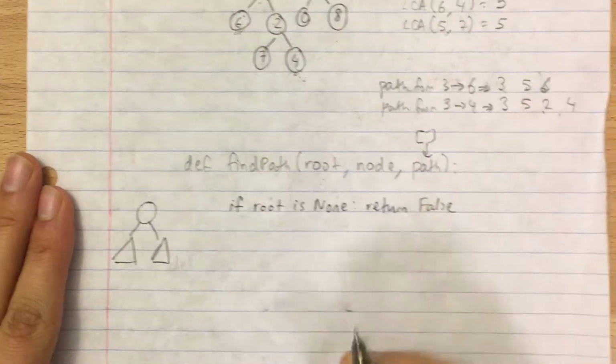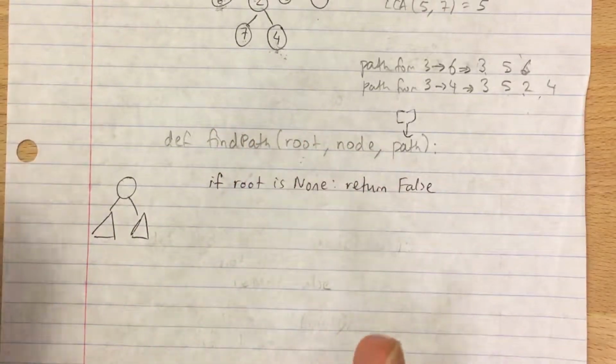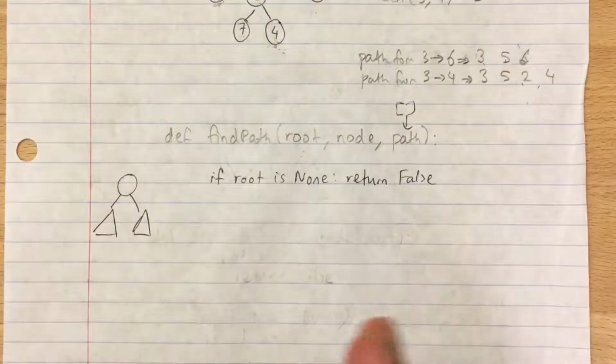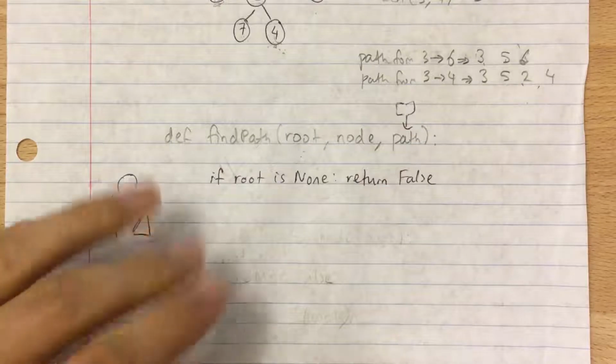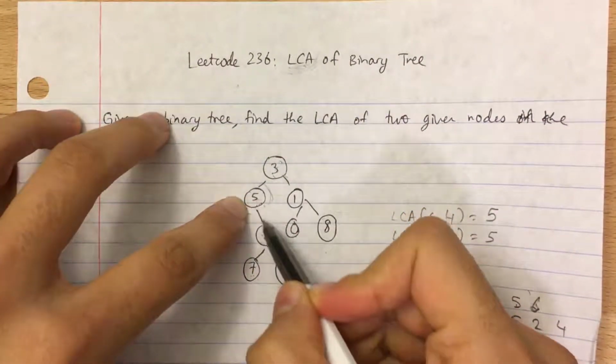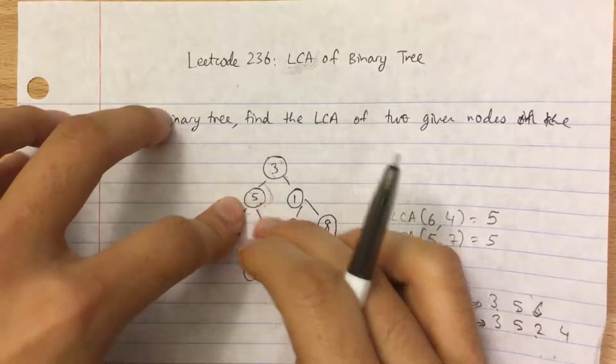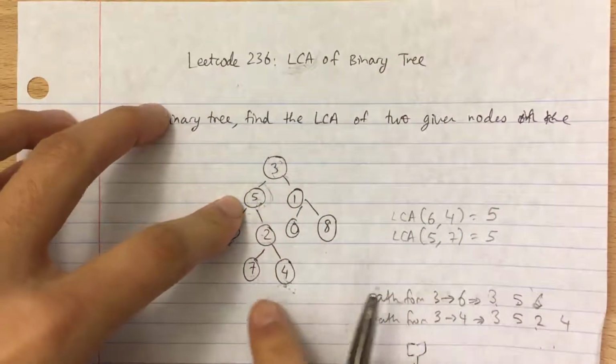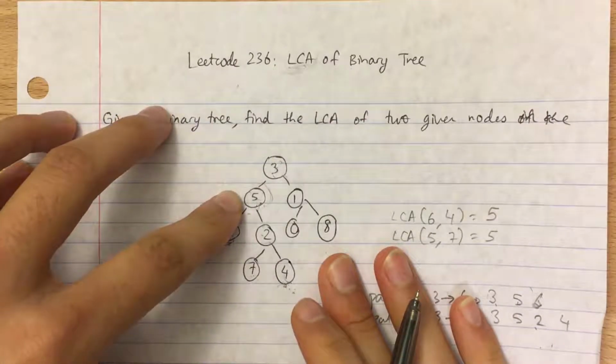The way we can think about this function is that we want it to return a Boolean. The reason we want to return a Boolean is that, say we're at 5, you want to know if somewhere along its right subtree, for instance, the value 7 occurs.